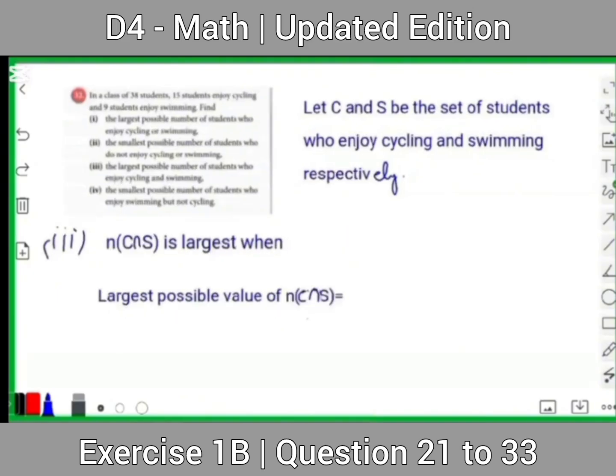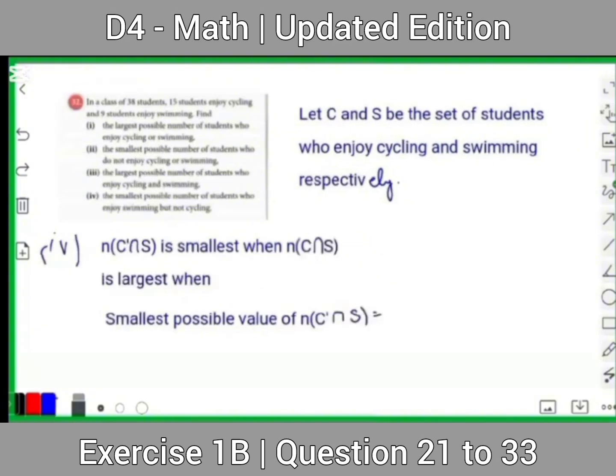In part 3, we have to find the largest possible number of students who enjoy cycling and swimming. So n of C intersection S is largest when S is a proper subset of C. So the largest possible value of n of C intersection S will be equal to 9. So the largest possible number of students who enjoy cycling and swimming is 9.